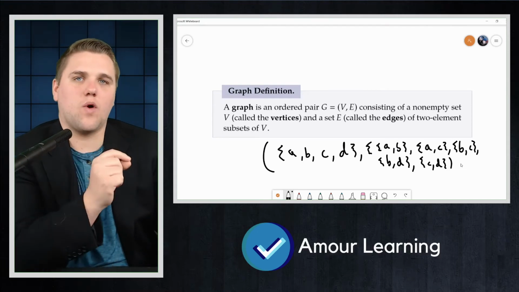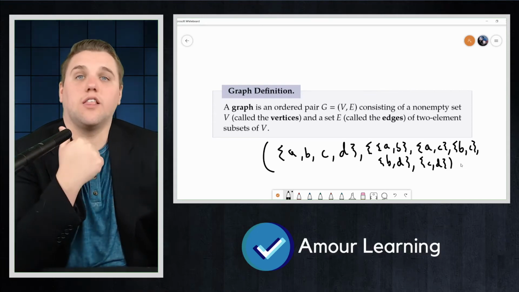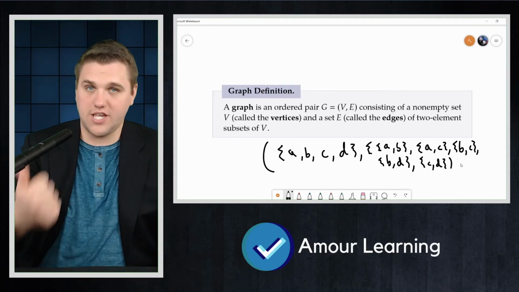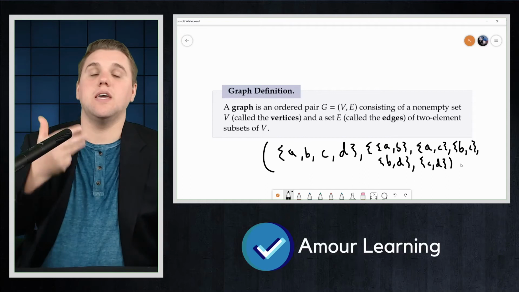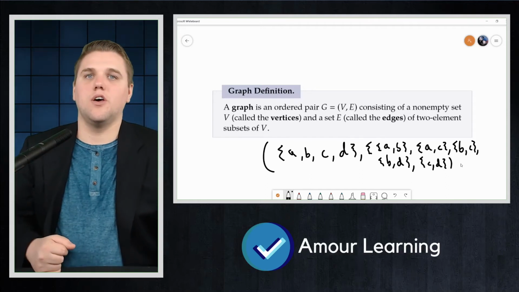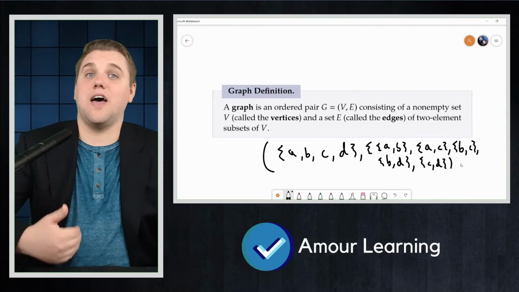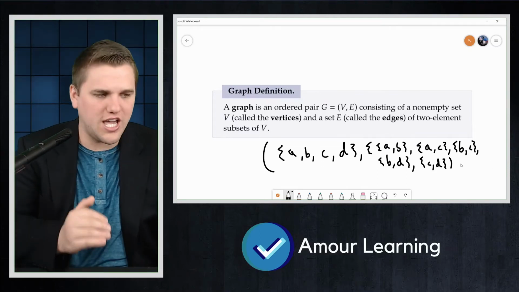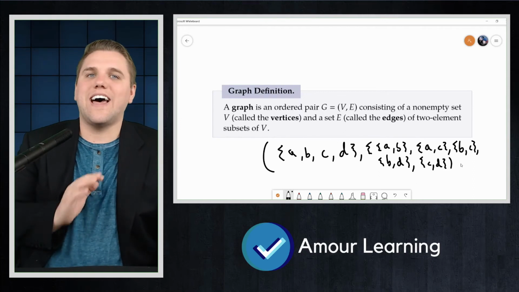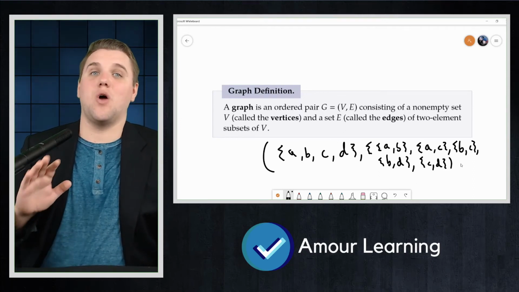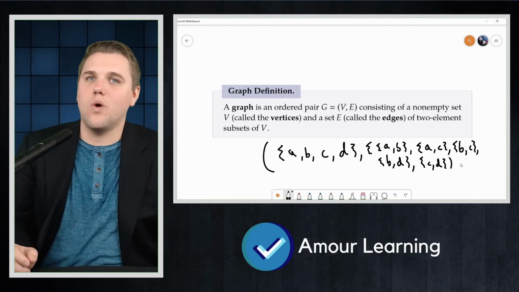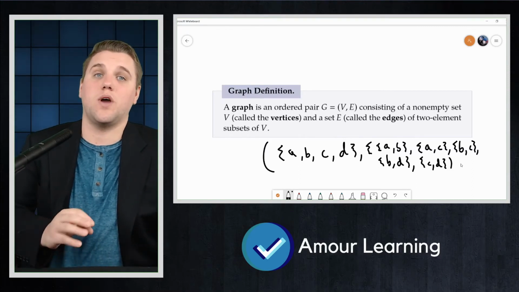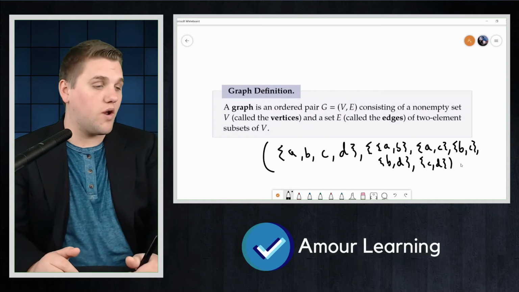Here we have a graph with four vertices, the letters A, B, C, and D, and five edges, the pairs AB, AC, BC, BD, and CD. Looking at sets and sets of two-element sets is difficult to process, so I understand why this might look a little weird. That is why we often draw a representation of these sets. We put a dot down for each vertex and connect two dots with a line precisely when those two vertices are one of the two-element subsets in our set of edges.